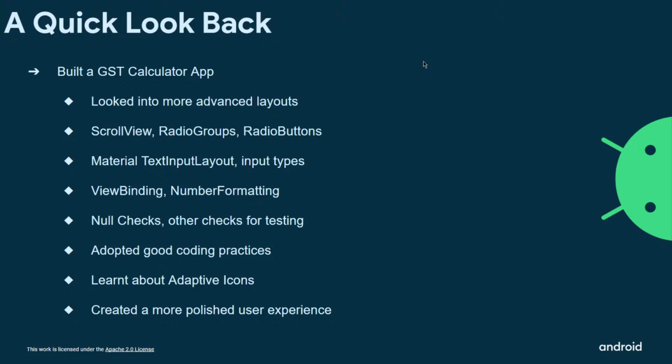So we built a GST calculator app, and while building it, we looked into more advanced layouts, scroll view, radio groups, radio buttons, material text input layout, and the types of input it can take, view binding, number formatting, and how it can be done in Kotlin. Different types of checks like null checks and other checks for testing and debugging our app. We adopted good coding practices for a more performative and beautiful looking app. We learned about adaptive icons and how to implement and add them. We created a more polished user experience for the app.